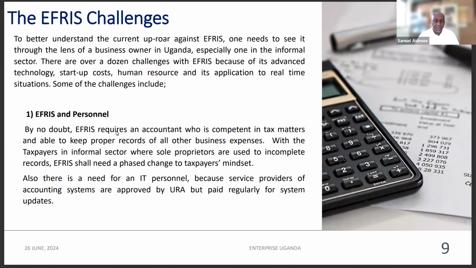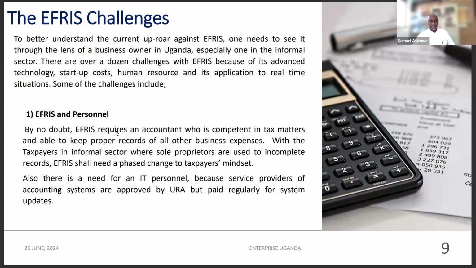When this system was introduced, URA approved some providers of the systems, because not every system will connect to URA. You have to first be approved by URA, and the company that is connecting your server to the URA server is a service provider in this case, and you have to be paying him regularly as he comes in to check on the system. How is the system moving? How are the stocks? How have you put in your stocks? How are they in the portal?